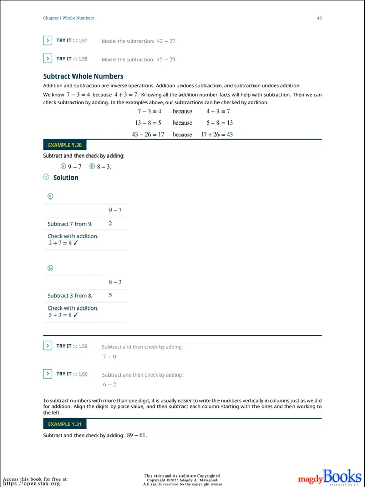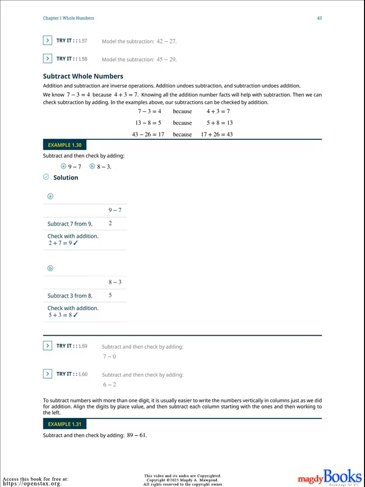3. Subtract whole numbers. Addition and subtraction are inverse operations. Addition undoes subtraction, and subtraction undoes addition. We know 7 minus 3 equals 4 because 4 plus 3 equals 7. Knowing all the addition number facts will help with subtraction. Then we can check subtraction by adding.